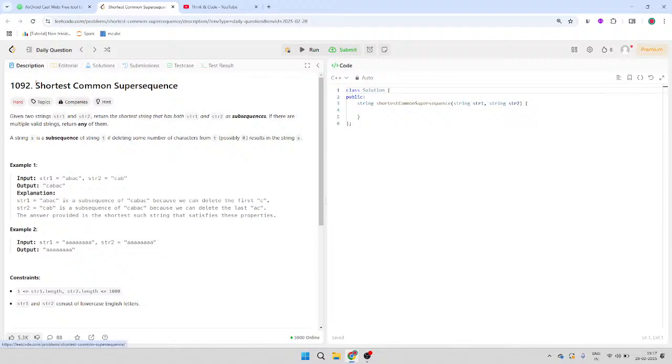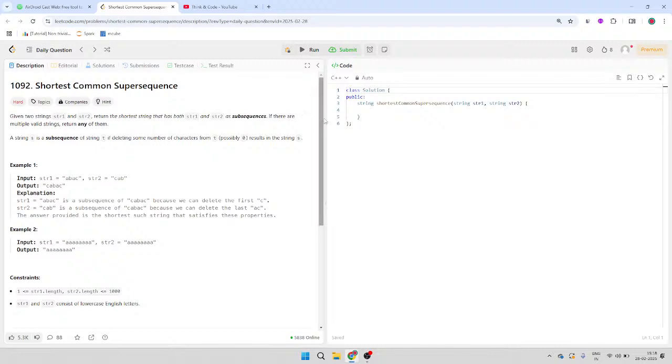You see, the problem is this: shortest common supersequence. Quickly, for those who are new to this channel, we solve live problems. This is a live problem solving session where I'll be solving today's Leetcode problem, and it is a first approach. I haven't seen this problem before. You can see here it is not solved, and we will be building an approach for how to solve this problem, and then we will be writing out the code.